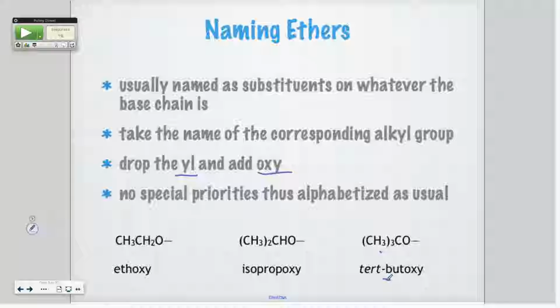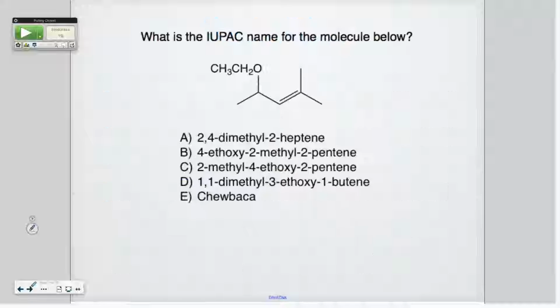They have no special priorities. They're alphabetized like regular. So if you had diethoxy, you'd alphabetize it by the, what was the rule? The E. Remember, di, tri, those things don't count. I told you I wasn't there when they made the rules. I think that's silly. It counts in the dictionary. It doesn't. All right, so what is the IUPAC name for that now that you know all about ethers?